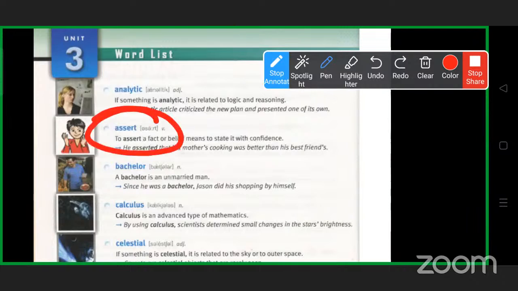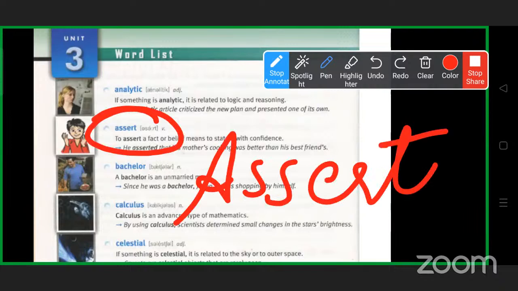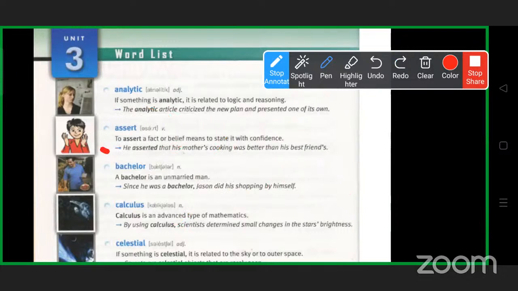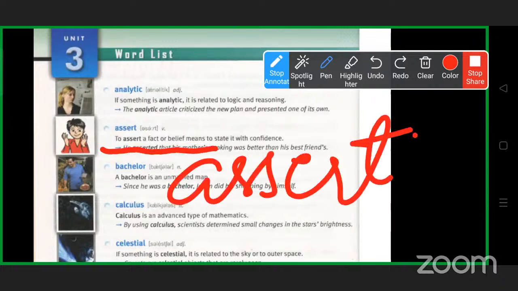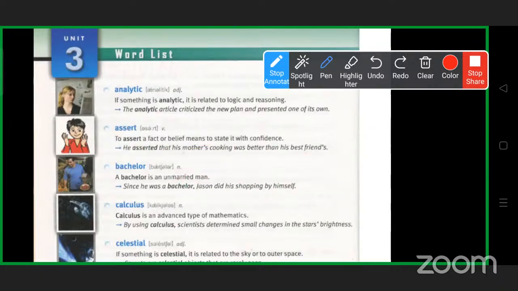Then assert. Assert is a very normal word. Assert itself means to say something, to state something, is one and the same thing. To assert a fact, but we assert only one thing, which is factual information, something which is factual, something which is a belief of a person. Like for example, I believe something, so I assert that. I believe that, it means to say that my belief is that.